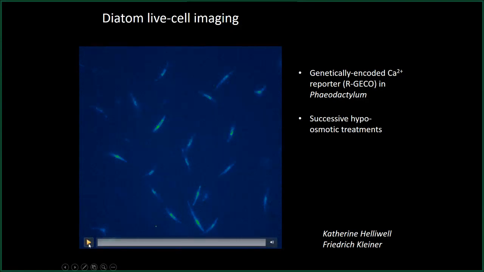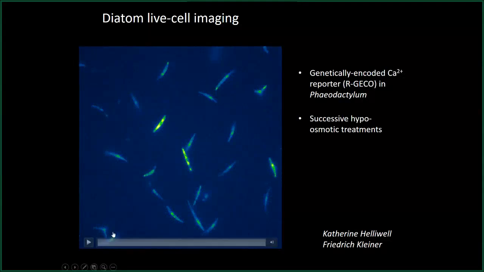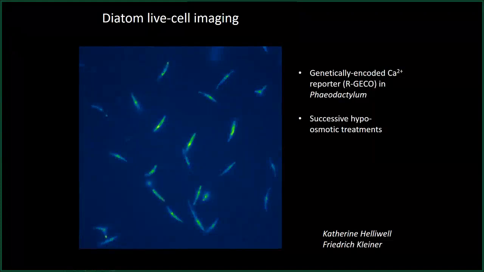So if I just run the video, this is more or less in real time. We can see all the cells flash there, and as we give successive osmotic treatments, the cells all begin to flash with their own particular frequency. I'll just play that again in case you missed it. So this is allowing us to measure sub-micromolar levels of calcium concentration within the cytosol in the cells. And this slide is the work of Catherine Helliwell and Friedrich Kleiner.